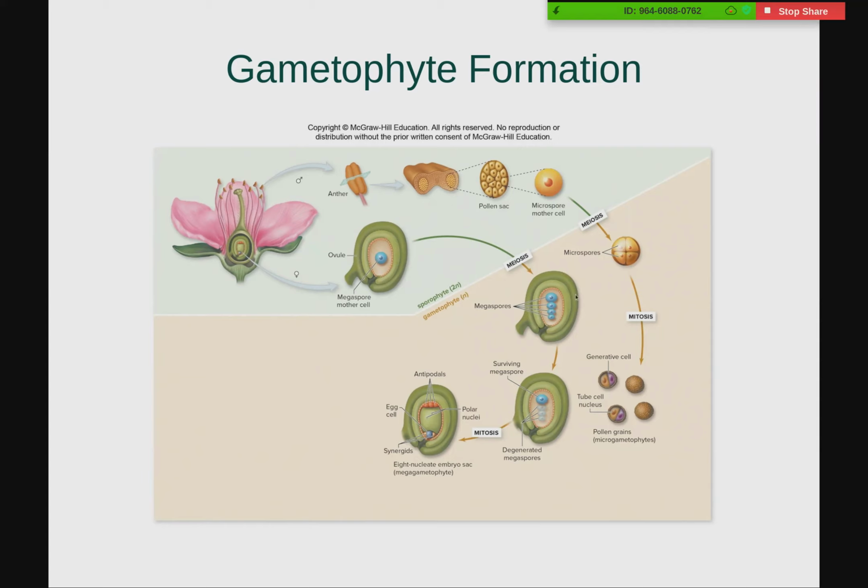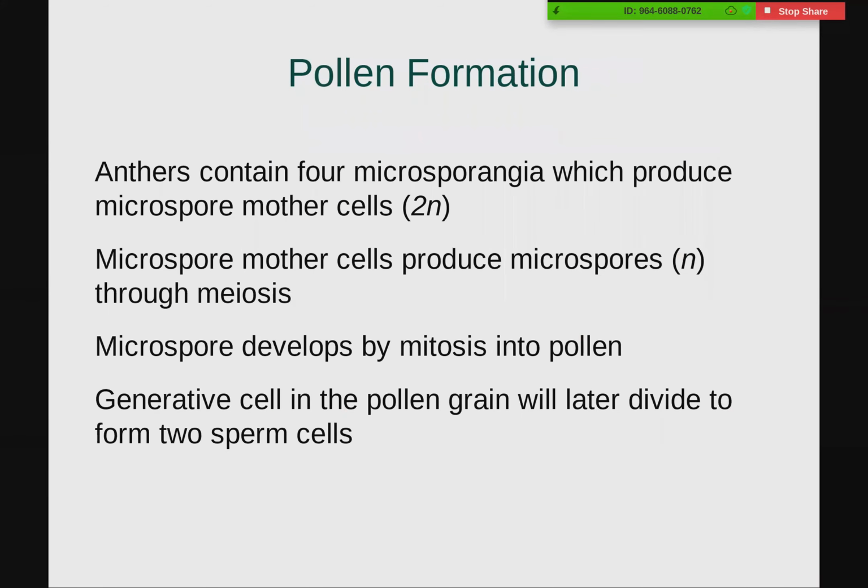But remember, the gametophyte generation is still housed within the sporophyte generation for both our male and female parts. But then we have the mitosis of both of them producing megaspores or microspores. Then we have fertilization leading to the overall production of a fertilized egg, leading to the development of all the parts. Now, how does pollen form?